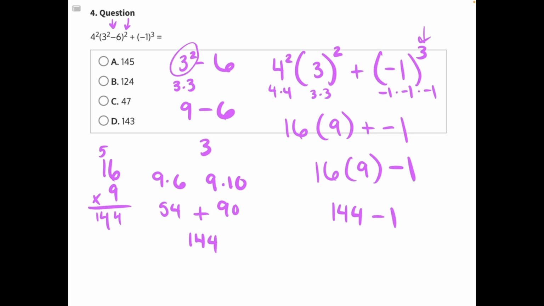There's no multiplication or division left, so now we can move on to the last step of PEMDAS, addition and subtraction. 144 minus 1 will give us 143, making D our correct answer.